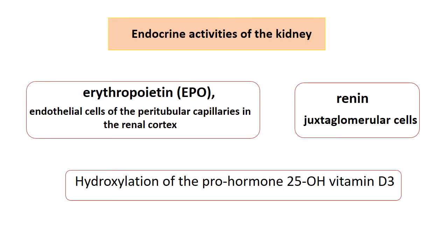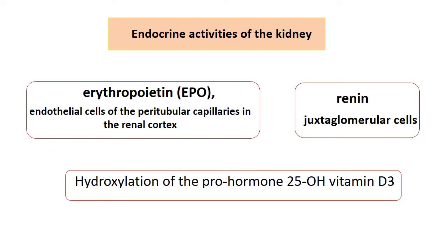The endocrine activities of the kidney are also very important. The kidneys produce and release certain substances that act as hormones, and they have important functions within the body. An example of this is erythropoietin, which is produced by the endothelial cells of the peritubular capillaries in the renal cortex. This glycoprotein growth factor acts on the bone marrow to stimulate the production of red blood cells in response to decreased oxygen concentration in the body.